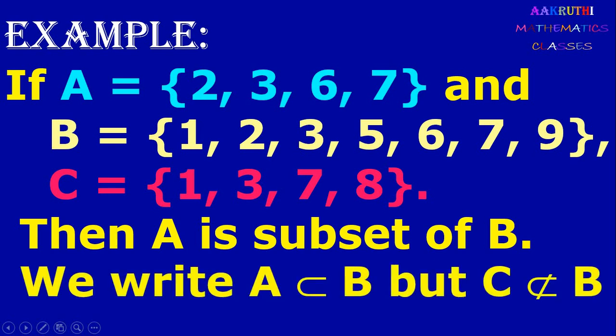But you compare C and B. In C we have 1, 3, 7, 8. But 8 is not present here. Therefore, C is not a subset of B. So we write A is subset of B and C is not subset of B. So if we write the subset symbol and cut that, it is not a subset. So here C is not a subset of B.